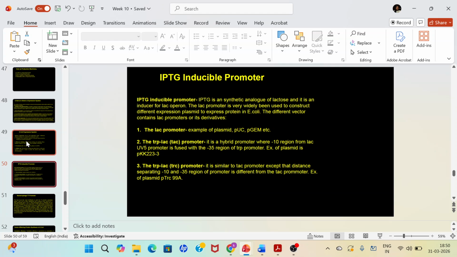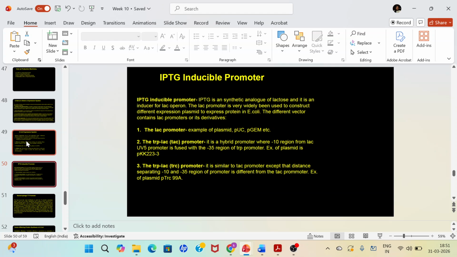Then there is an IPTG inducible promoter. If you remember, in the previous lectures we learned about many kinds of operons, the tryptophan operon, the lac operon, and all. IPTG is actually a synthetic analog of lactose, and that is why it can be an inducer for the lac operon, so that it can be used for the overexpression of your desirable protein. So the lac promoter is very widely used to construct different expression plasmids to express protein in E. coli.